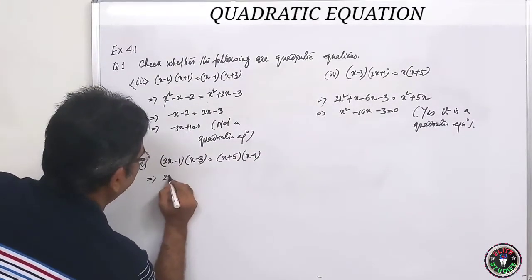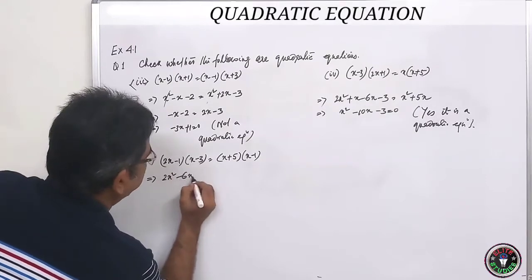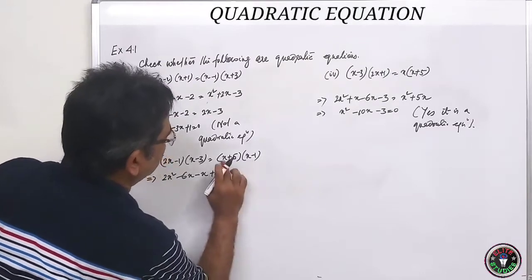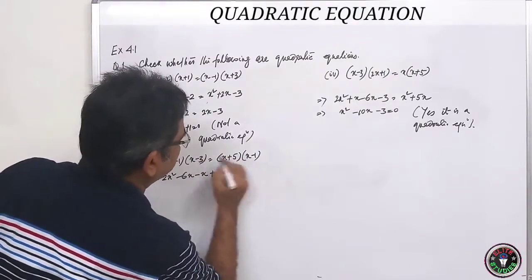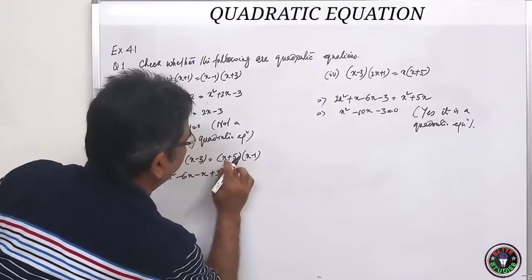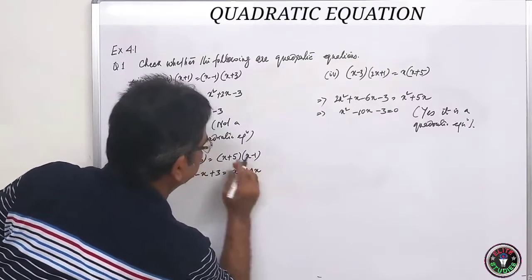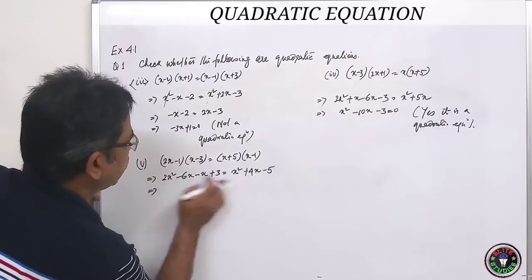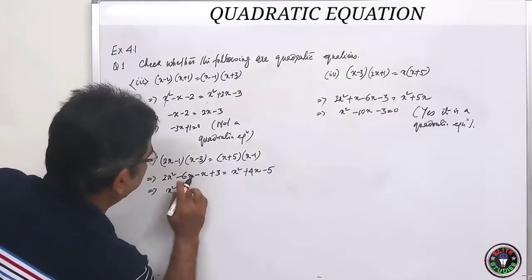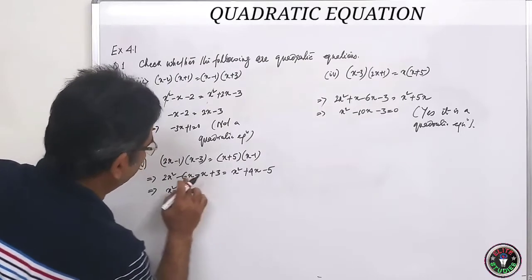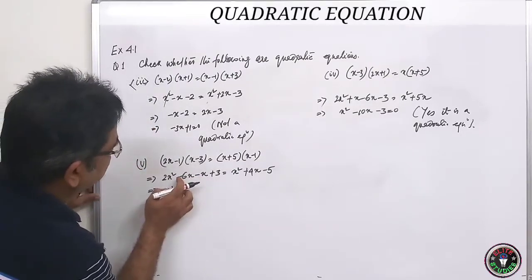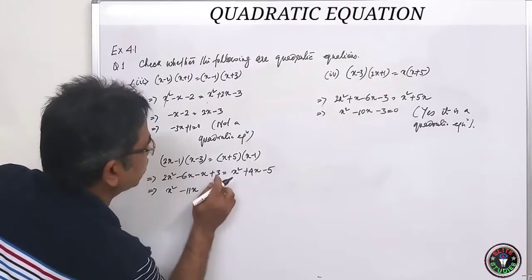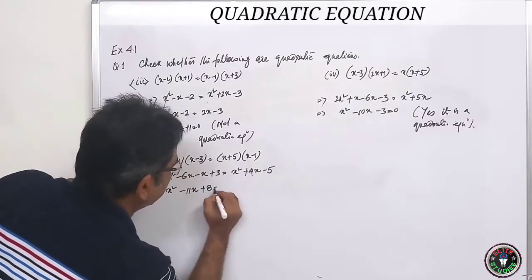2x into x, 2x square, minus 6x, minus x, plus 3, is equal to x square plus 5x minus x minus 5, so it is x square plus 4x minus 5. So 2x square minus x square will be x square. Now minus 6x minus x means minus 7x, minus 4x gives minus 11x. 3 plus 5 is 8, so x square minus 11x plus 8 is equal to 0.